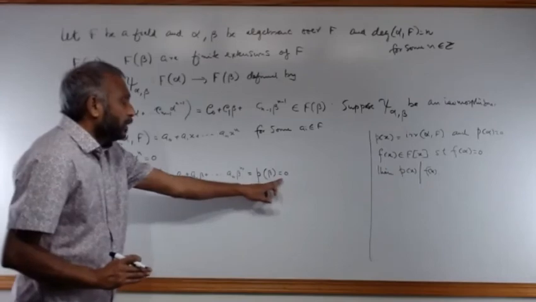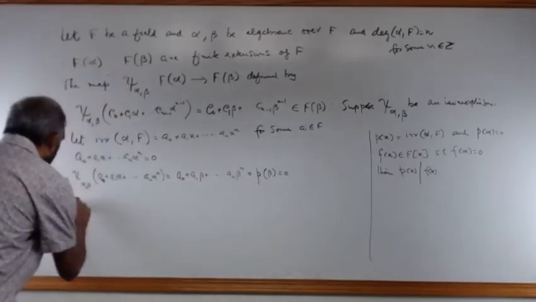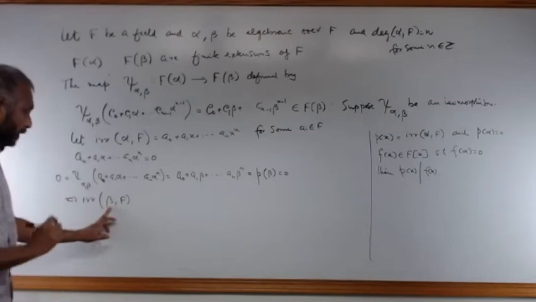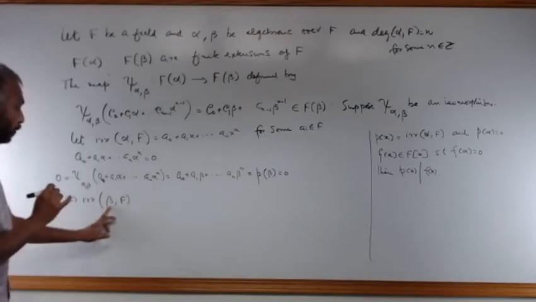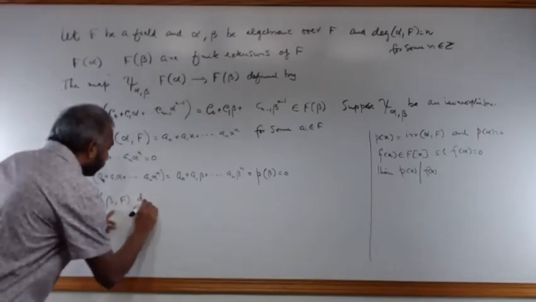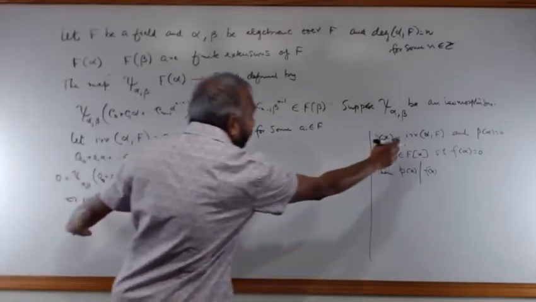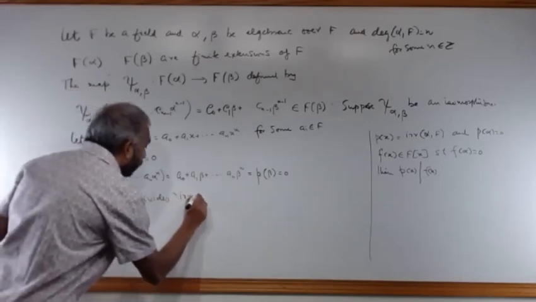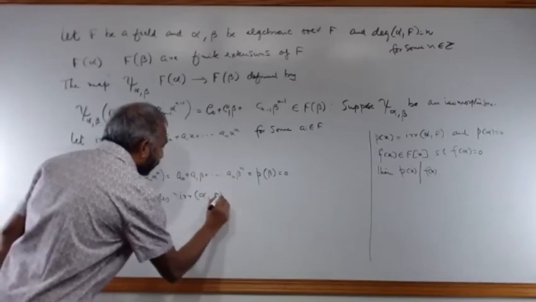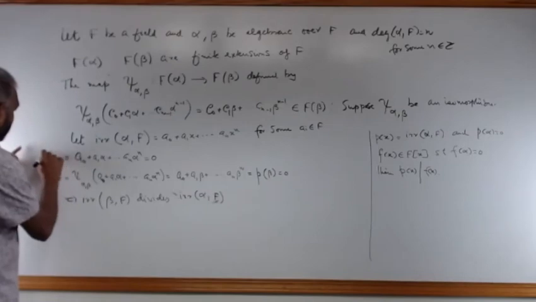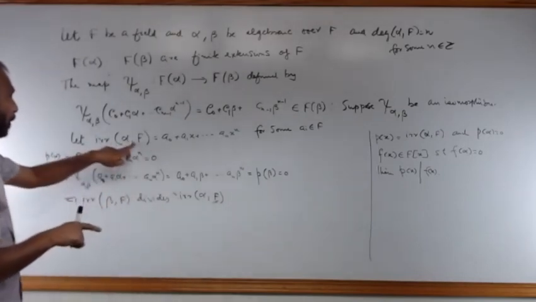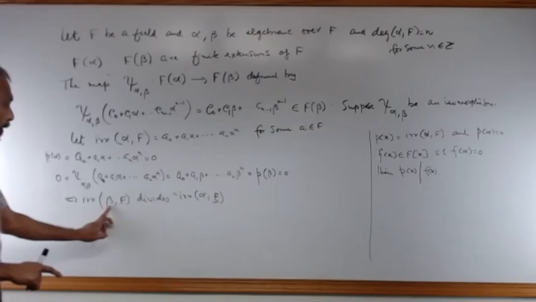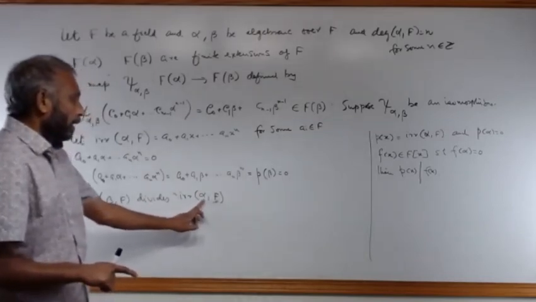So here p of beta is equal to 0. So this implies that the irreducible polynomial of beta over F, because this is going to be 0 when you substitute x by beta, divides, this is our p of x here, and this is our f of x, the irreducible polynomial of alpha over F. So the irreducible polynomial of beta divides the irreducible polynomial of alpha.